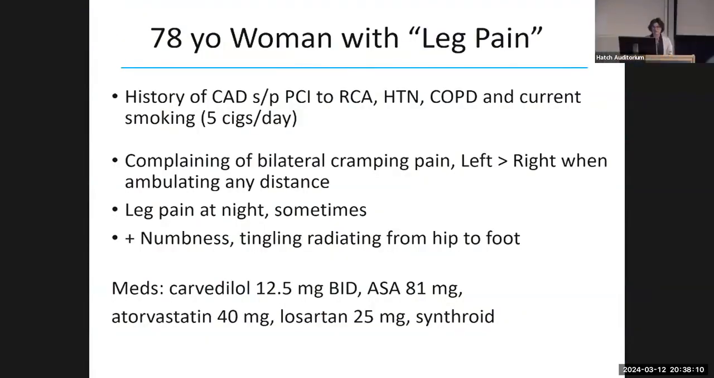This was a 78-year-old woman with leg pain who was referred to me. She's a vasculopath. She has CAD, hypertension, COPD, and she's a current smoker. She was complaining of bilateral cramping pain, left more than right when she ambulated any distance. She had leg pain at night sometimes and a sensation of numbness and tingling that radiated from the hip to the foot. Her meds are listed there for you, but I want to call out she was on aspirin, atorvastatin 40 milligrams, and losartan 25 milligrams daily.